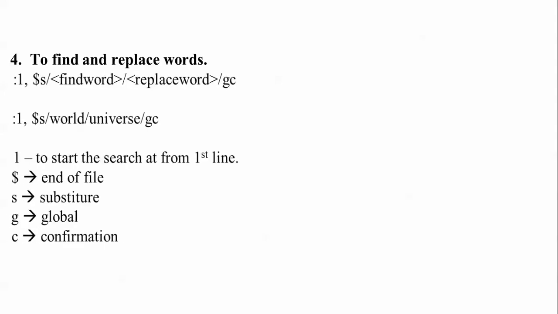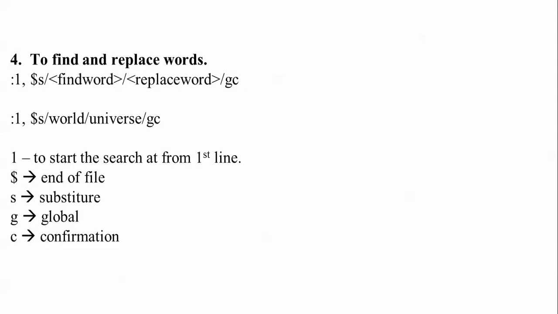So this is the first step. You can see :1,$s/find word/replace word/gc. The next one is the example that I am showing: the find word is your "world", and the replace word is your "universe". So this is the meaning of those symbols: s is substitute, g is global, c is confirmation.